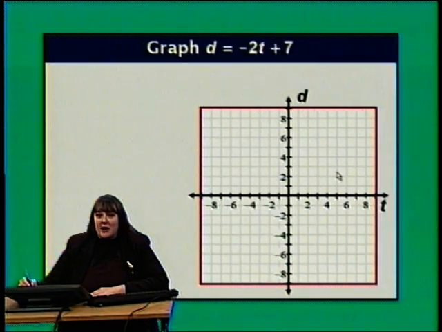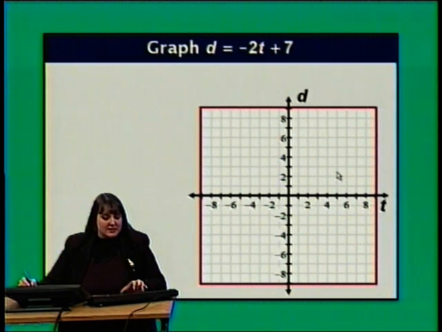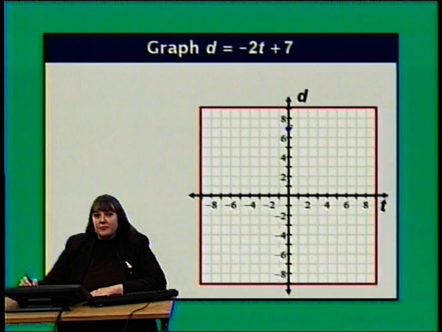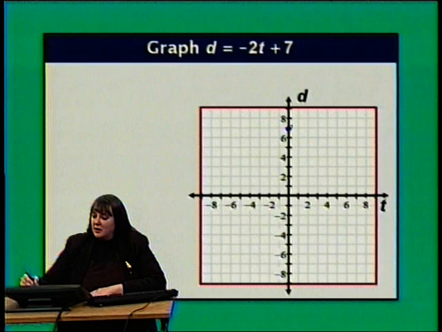Let's do one more linear graph. Let's graph d equals -2t plus 7. Again, this is in slope-intercept form. My constant 7 tells me that the vertical intercept is (0, 7). Let's plot that point. The coefficient of t, in this case -2, tells me the slope. I can think of -2 in fractional form as -2 over 1. Thinking about rise over run, that gives me a rise of -2 and a run of 1. So starting at my vertical intercept (0, 7), I would go down 2, right 1. Down 2, right 1.